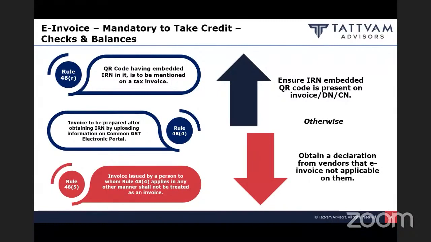From the recipient angle, very important. Let me take you to Rule 48(4) and 48(5). Rule 48(5) says an invoice issued by a person to whom Rule 48(4) applies, that is a person who has to issue an e-invoice, if he does not issue an e-invoice, then this will not be treated as a valid invoice. Friends, under the GST law, under Section 16, I can take credit only if I have a valid invoice. And Rule 48(5) says that if the supplier who is supposed to issue an e-invoice does not issue it and issues a normal invoice, that will not be treated as a valid invoice, and accordingly your ITC will be denied. So the onus is on you to check whether all the suppliers who are giving invoices to you are issuing e-invoices, if it is applicable to them.